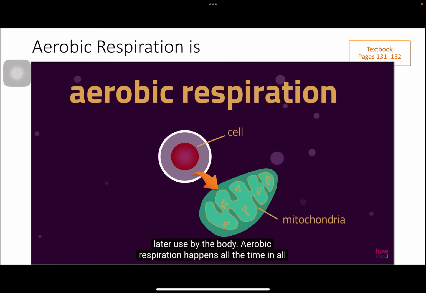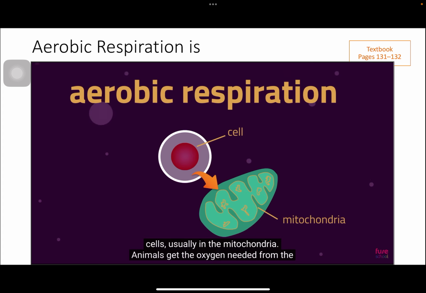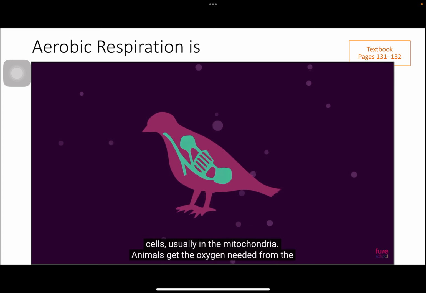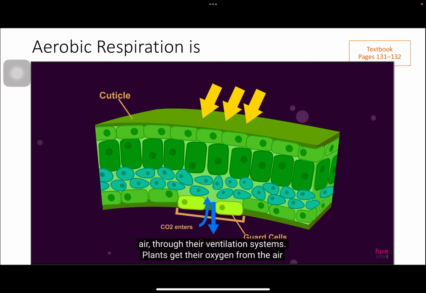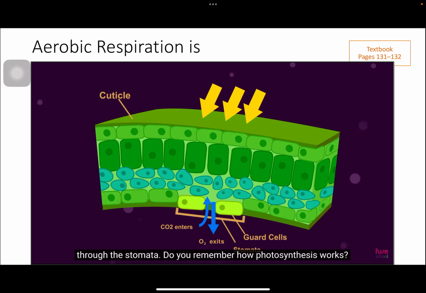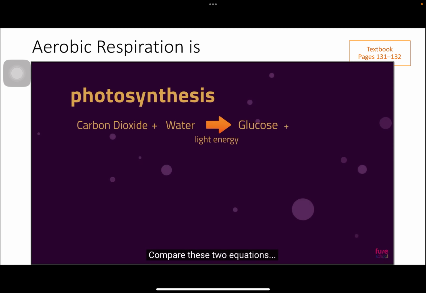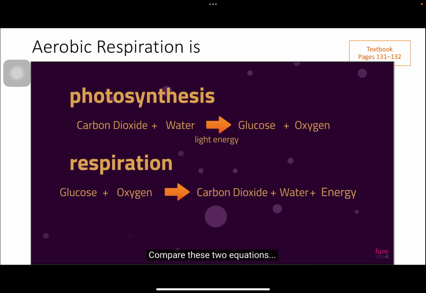Aerobic respiration happens all the time in all cells, usually in the mitochondria. Animals get the oxygen needed from the air through their ventilation systems. Plants get their oxygen from the air through the stomata. Do you remember how photosynthesis works? Compare these two equations.